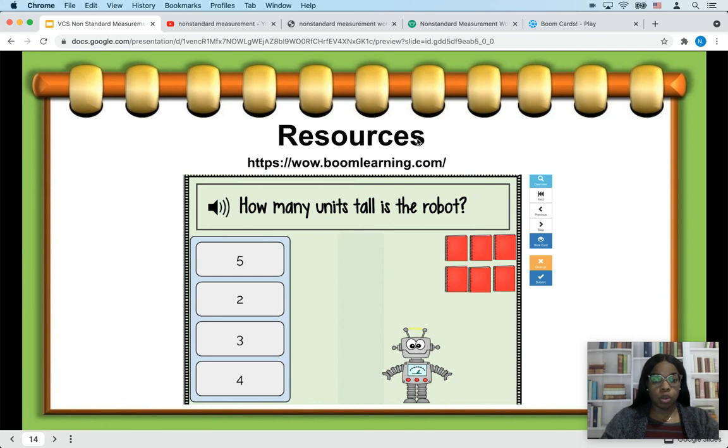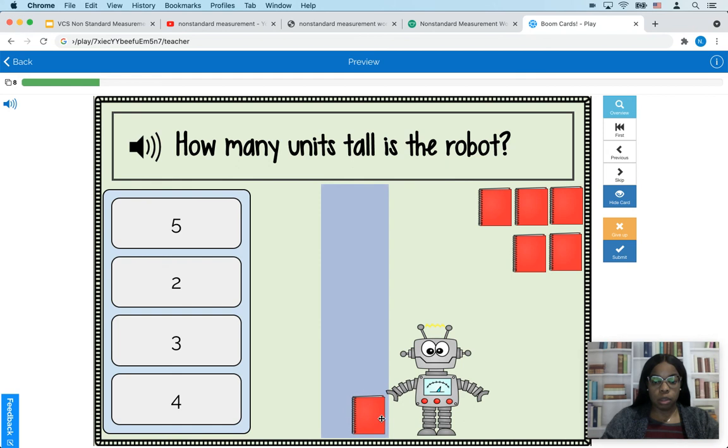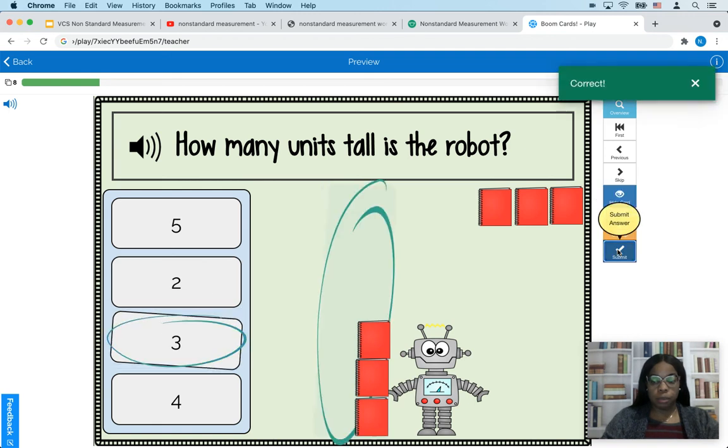You can also use boomlearning.com as a resource. And here, how many units tall is the robot? So the students would drag the books. 1, 2, 3. Press number 3. Submit their answer.